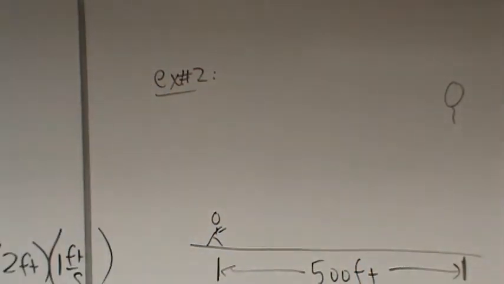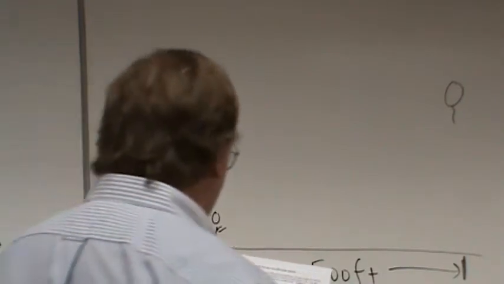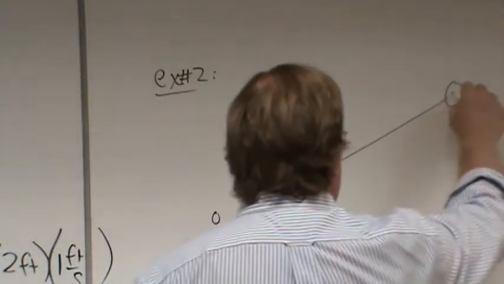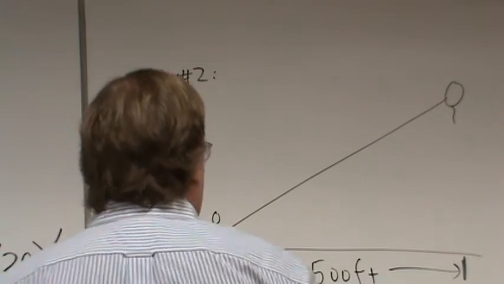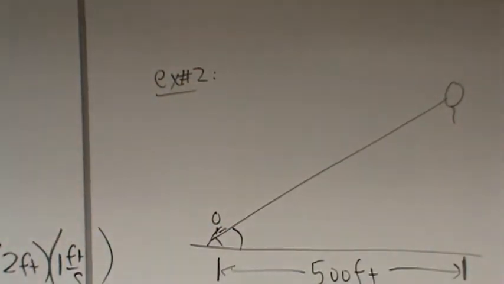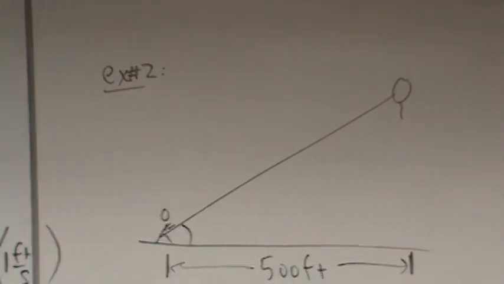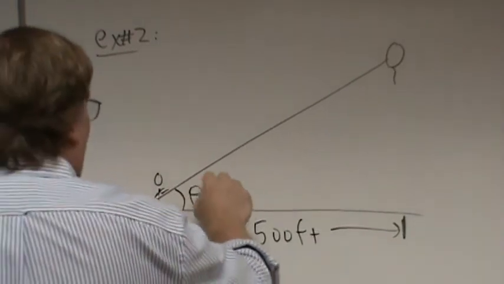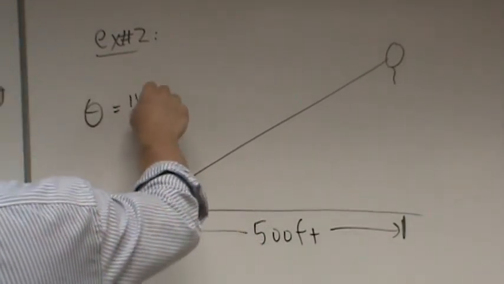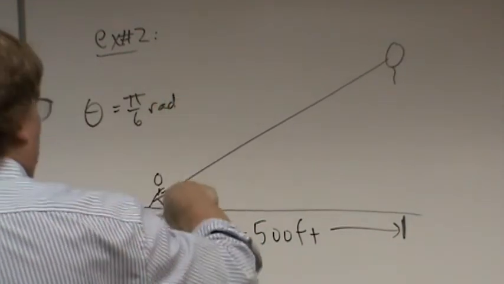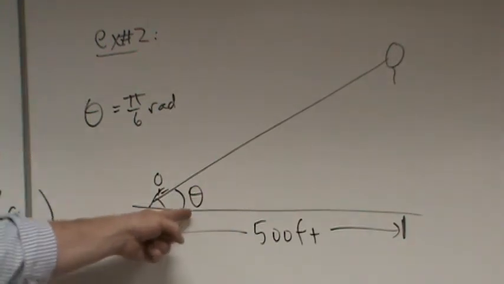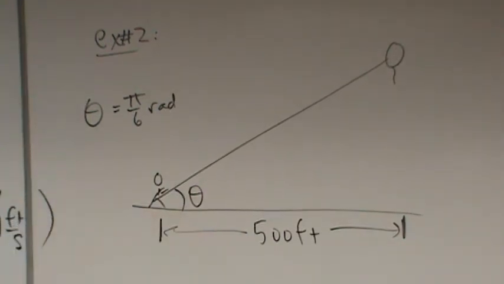Great. Let's keep going. The balloon is rising at an angle of elevation of pi/6, which is 30 degrees. Is this angle a constant or a variable? Variable. Yeah, because it's changing. So call it theta. Sure, theta is equal to pi/6 radians at this point in time, but it gets to be a variable because it's changing, okay?